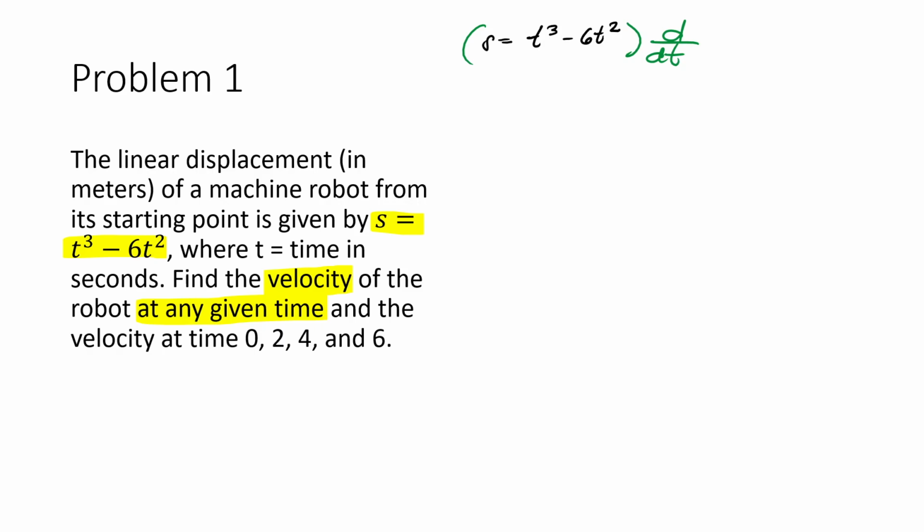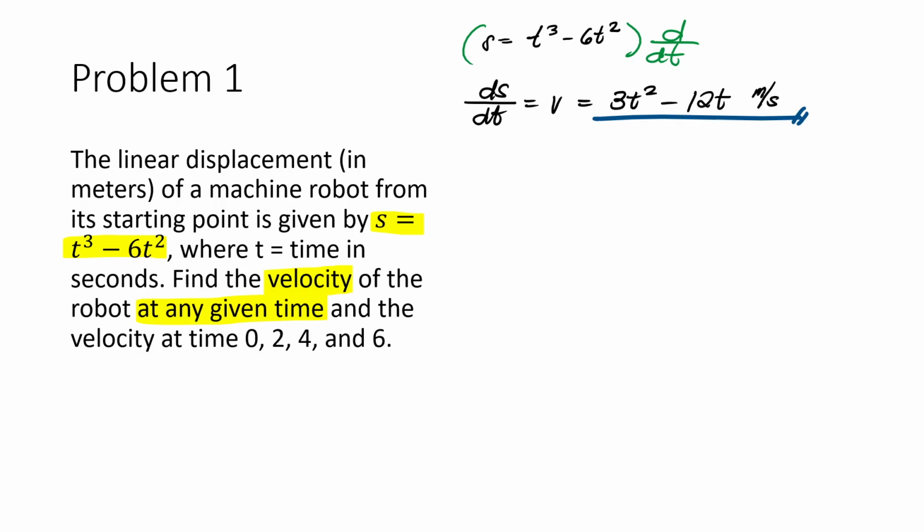So we will have ds over dt, which is equivalent to the velocity, that is equal to 3t squared minus 12t. Not 6, but rather 12t. This is now the formula for the velocity at any given time, in meters per second. Okay, so this is our answer.